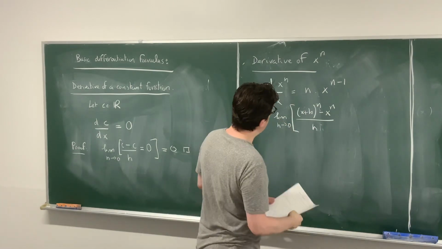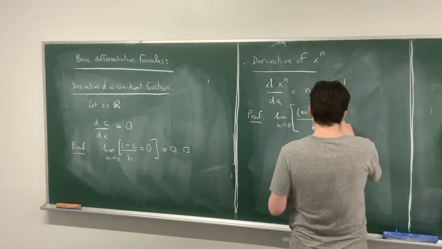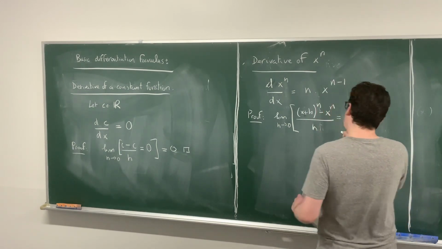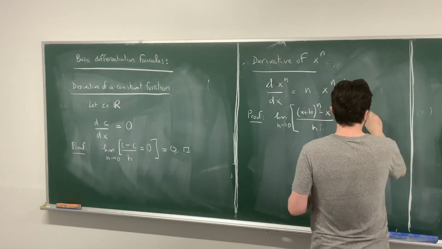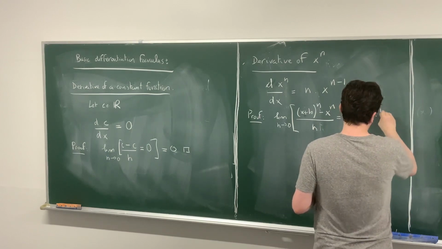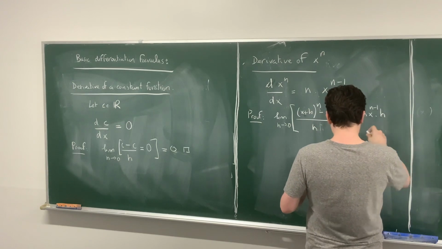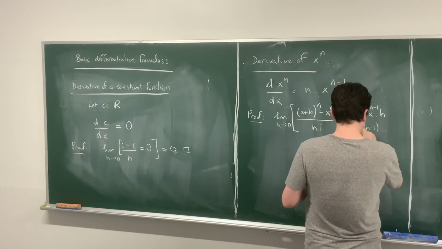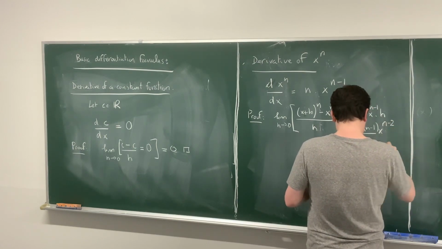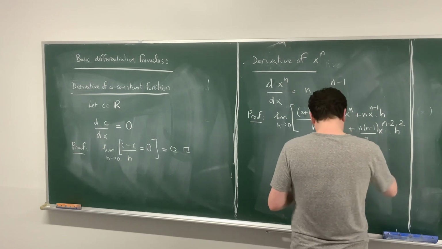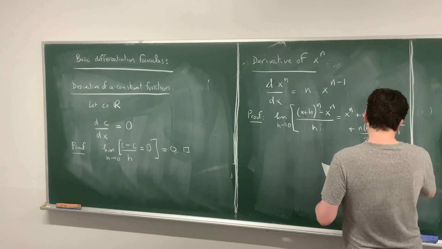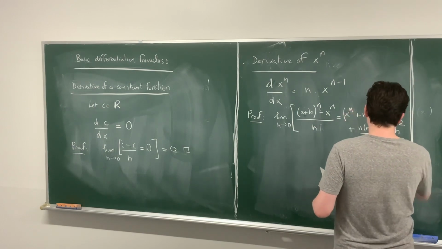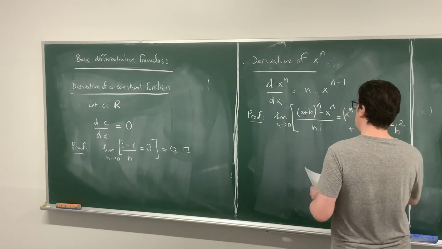So you have to expand this. If you expand this, you can show that you will have a first term x to the power n. Then the second highest degree will be something of the form n times x to the power n minus 1 times h. Then you will have some lower degree terms. The next one will be n(n minus 1)/2 times x to the power n minus 2 times h squared, and you go on like this. The last term is h to the n, so no degree in x. And then you have minus x to the n, and you divide everything by h.